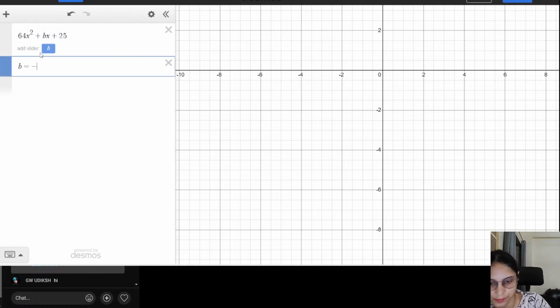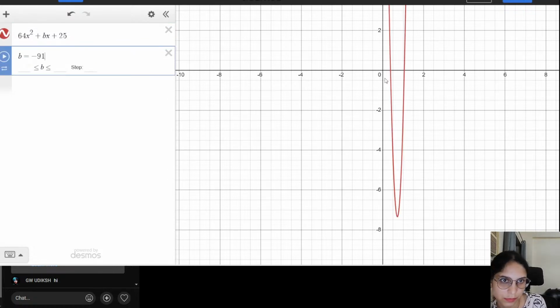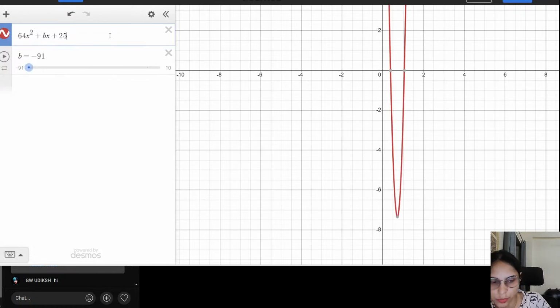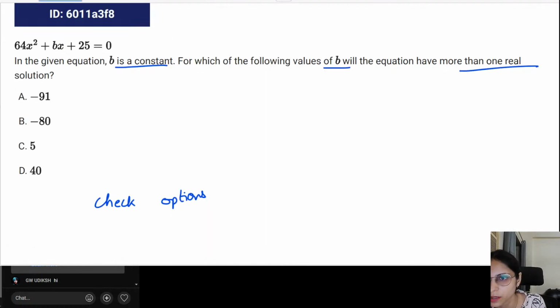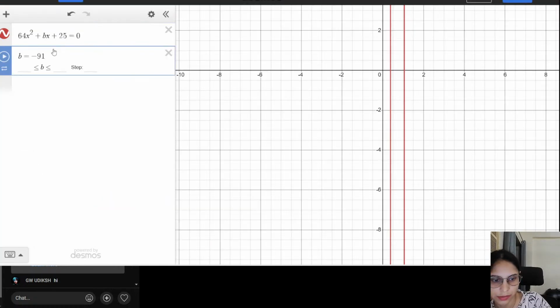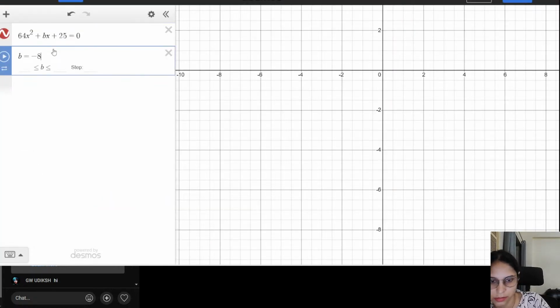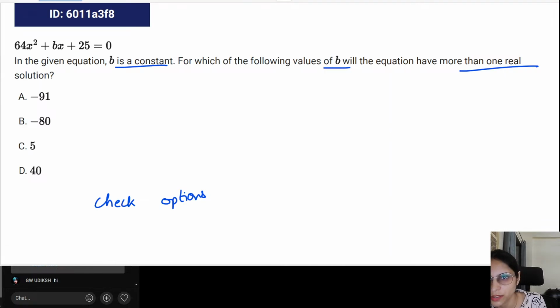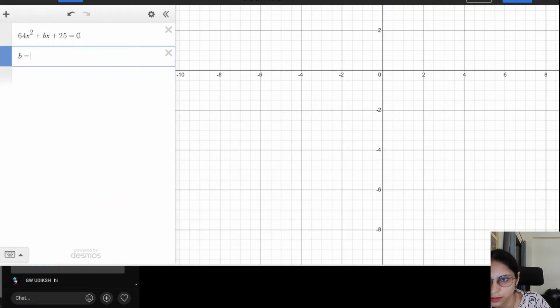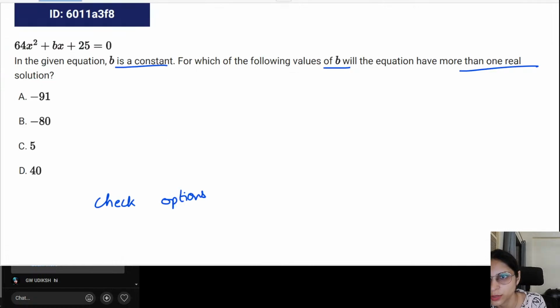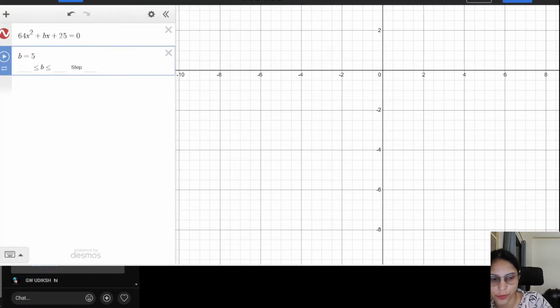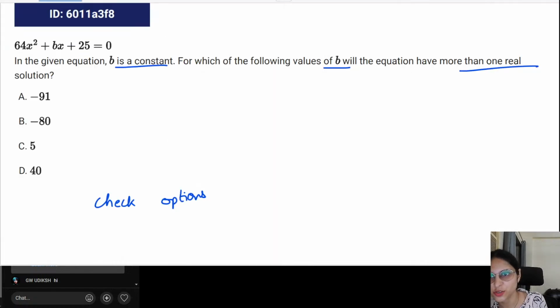91? Yeah, there are more than two solutions. Negative 80? There's only one solution. 5? I don't see anything. 40? I don't see anything. So it's option A. Here you can check with the options because you know what you're dealing with. You don't have to slide to random numbers.